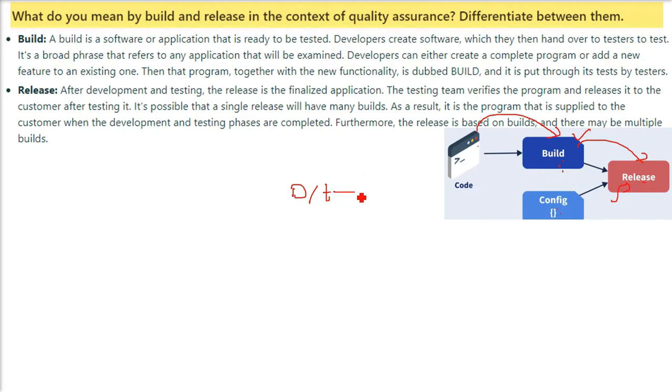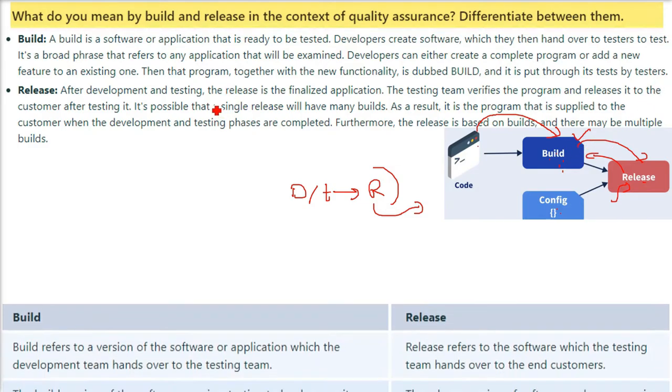Now what is release? After development and testing, the release is the finalized application. The testing team verifies the program and releases it to the final customer, the end user, after testing it. Okay, it's possible that a single release will have multiple builds. So it is the program that is supplied to the customer, the end user, when the development and testing phases are complete. So the release is based on builds, and there can be multiple builds, but there cannot be multiple releases. A release can only be when one certain release or the delivery is planned.